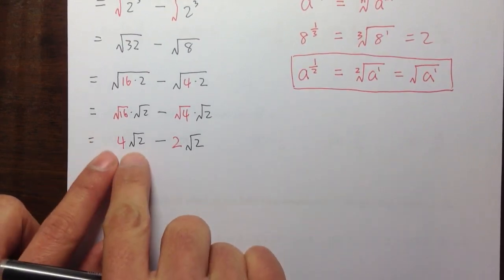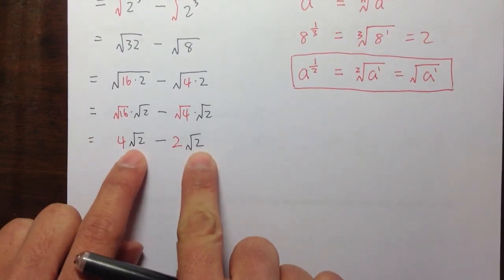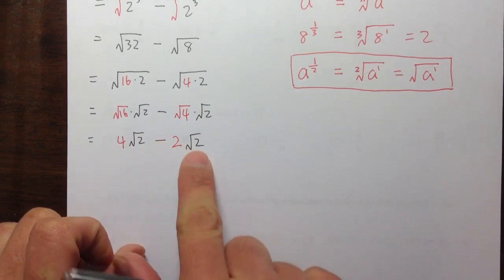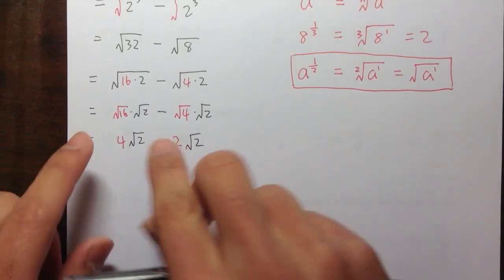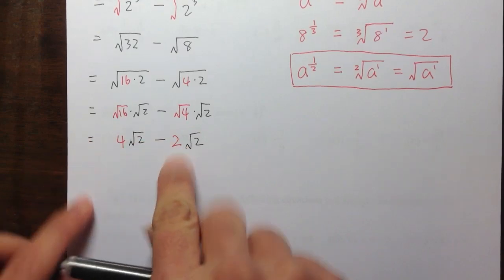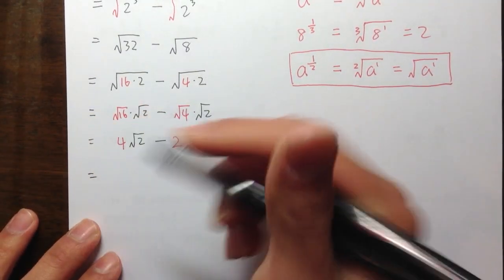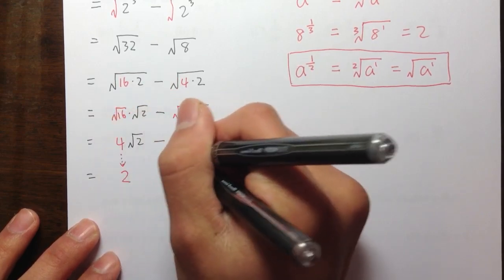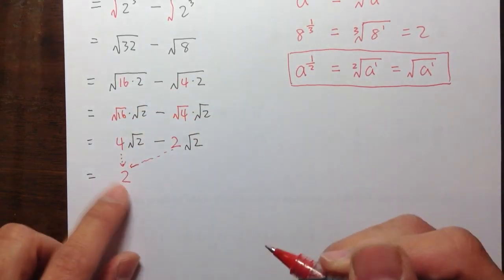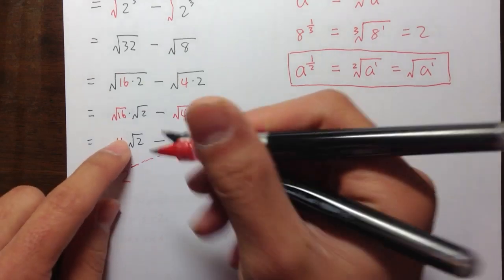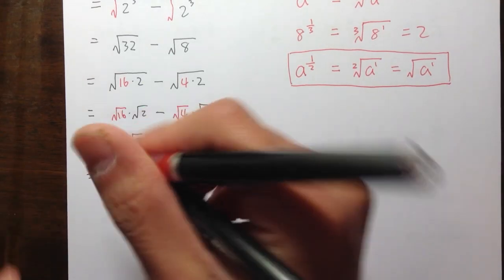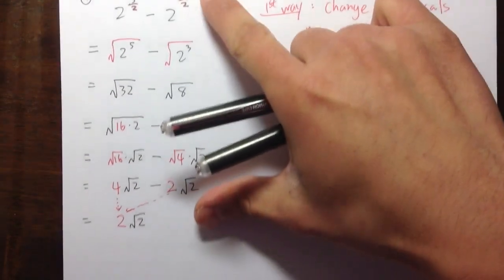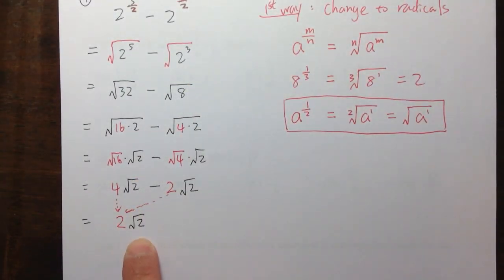And as you can see, now they have the same square root of 2. So they are like terms. You can think about 4x minus 2x. They are like terms. So I can just do 4 minus 2, I can just combine like terms. 4 minus 2 is equal to 2. That's how I get the 2. And you keep the same term, which is the square root of 2 term. So all this, I got 2 square root of 2.